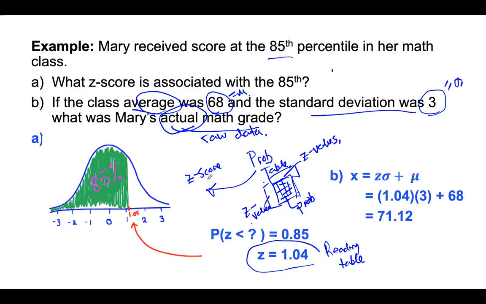And we calculate, so we found that Z score. And then from the Z score, we can plug this in here to find the raw data. And we get 71.12. Again, just to recap it, we have this probability. The probability, we look it up in the table. We find the Z score. From the Z score, we can use that to calculate the raw data by plugging the Z times the standard deviation plus the mean, and we get that raw data.